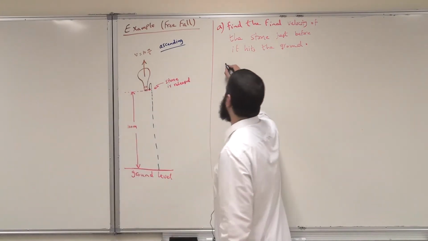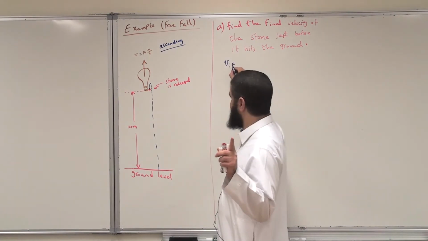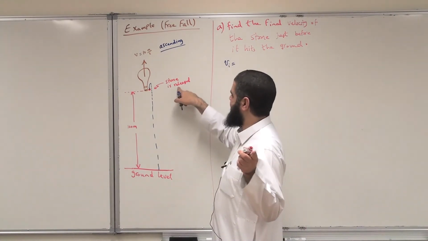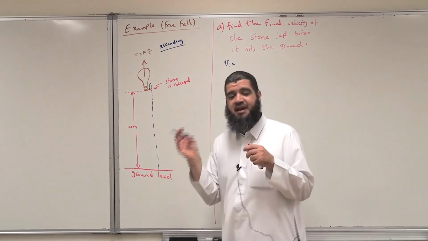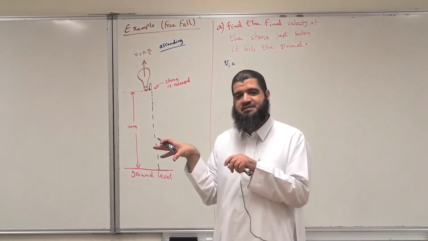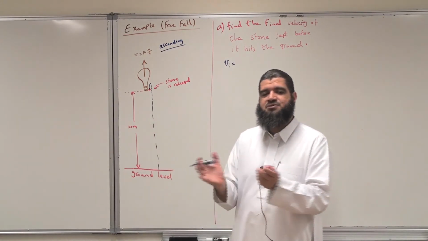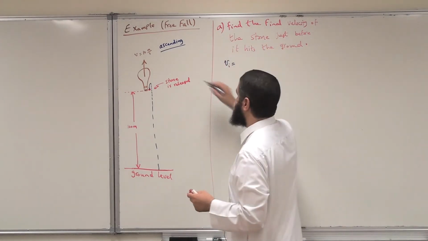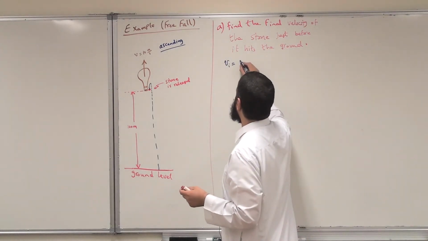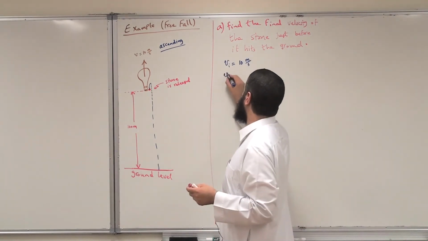So what is given here? V initial is equal to, don't say it is 0 because you think it is released from rest. Yes, relative to the passenger, it was released from rest. But the passenger, the balloon, the stone, everything was moving upward with 10 meters per second. So it is plus 10 meters per second. This is the V initial. V final we would like to know.